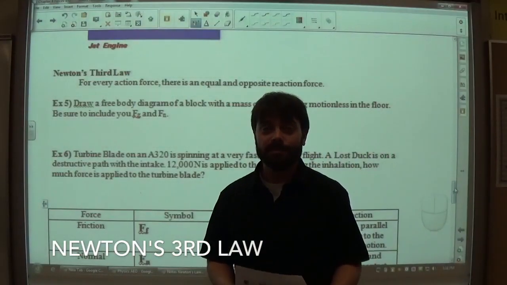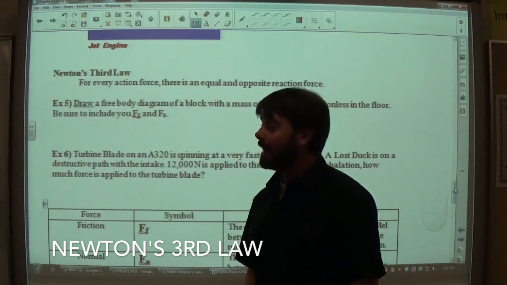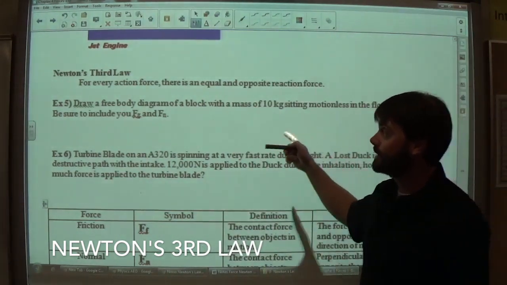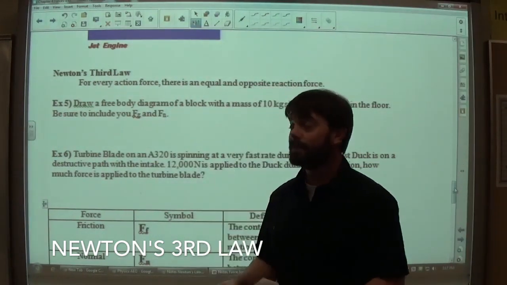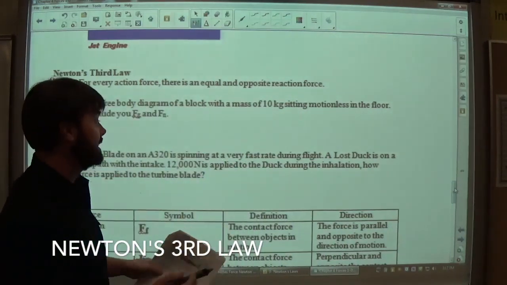Some examples for Newton's third law. Example 5 says to draw a free body diagram of a block with a mass of 10 kilograms sitting motionless on the floor. Be sure to include your F of g and F of n. So, example 5 looks like this. A motionless box sitting on the ground.